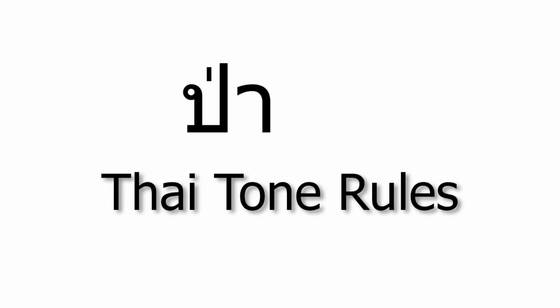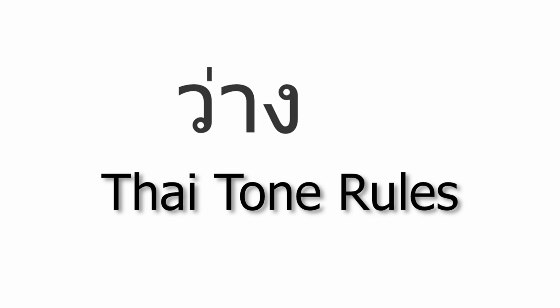For instance, the word "ba" is low tone because of the tone mark mai ek. The word "wang" is falling tone because of the tone mark mai ek. Confused?